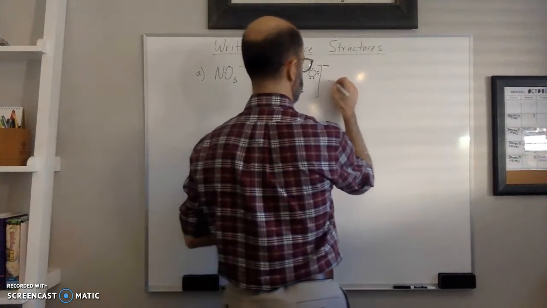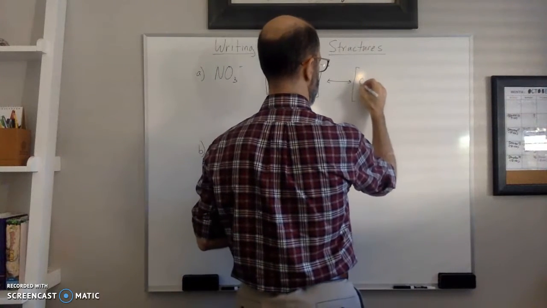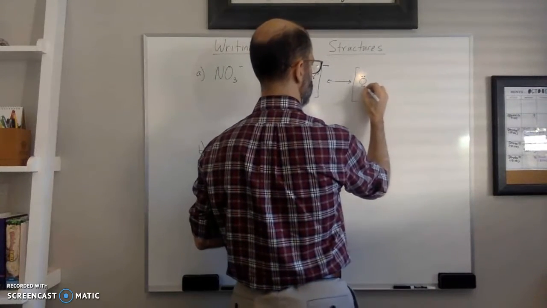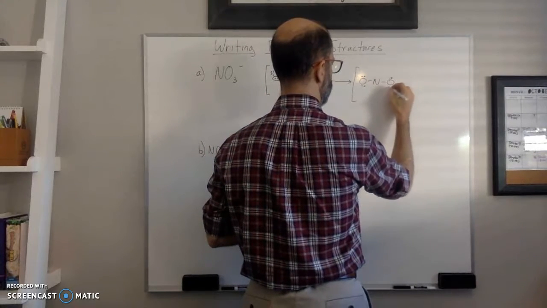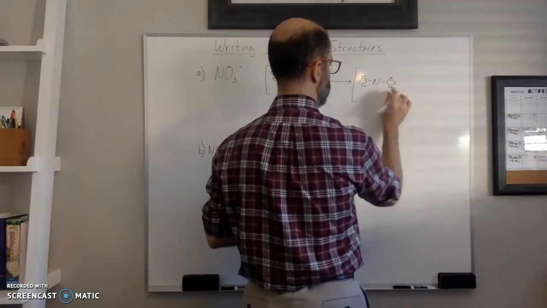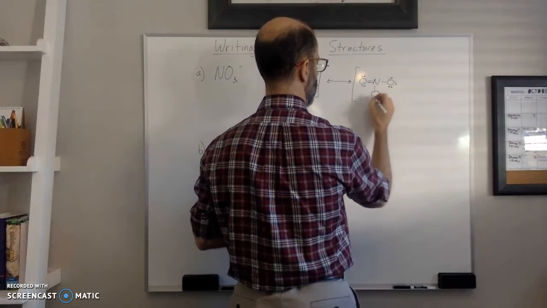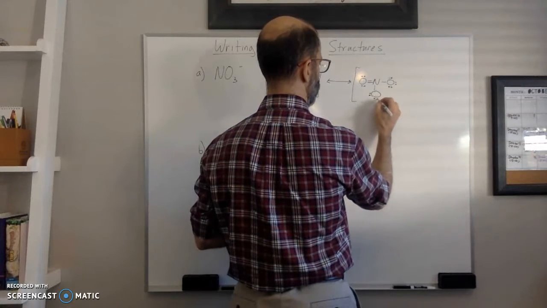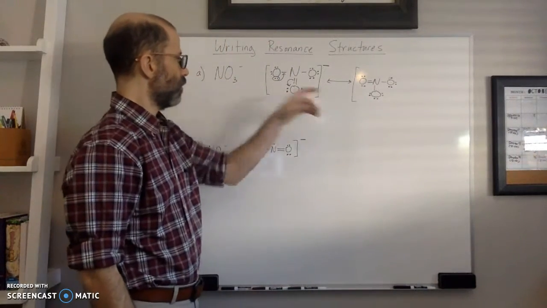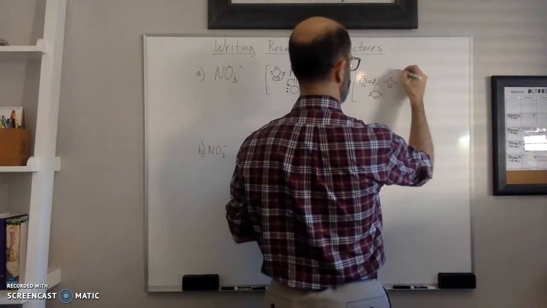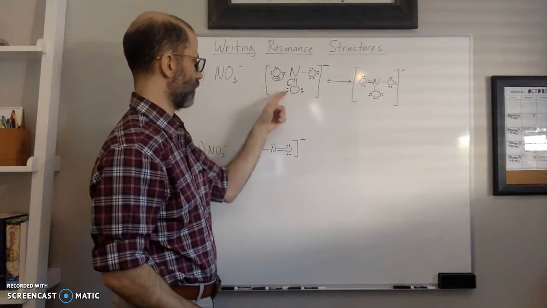So I would draw that as a Lewis dot structure. In this case, I'd have 2 lone pairs with the nitrogen, and this is the same, and then I'd have my double bond there, and then I have a single bond here with 3 lone pairs, like that. So the only difference is the movement of the electrons.